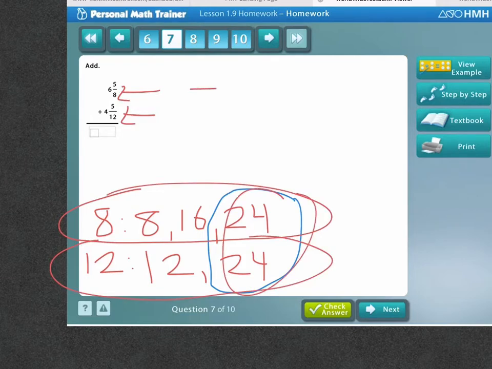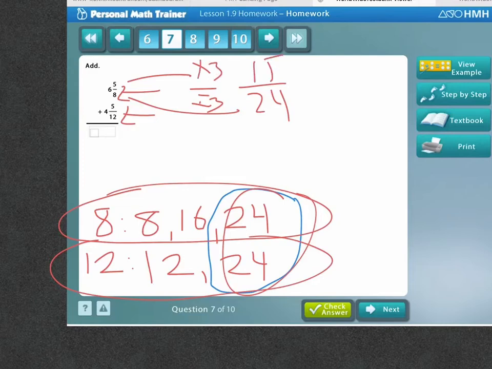So I'm going to change both of these into 24ths. 8 times 3 is 24. 5 times 3 is 15. So this is going to turn into 6 and 15/24ths.